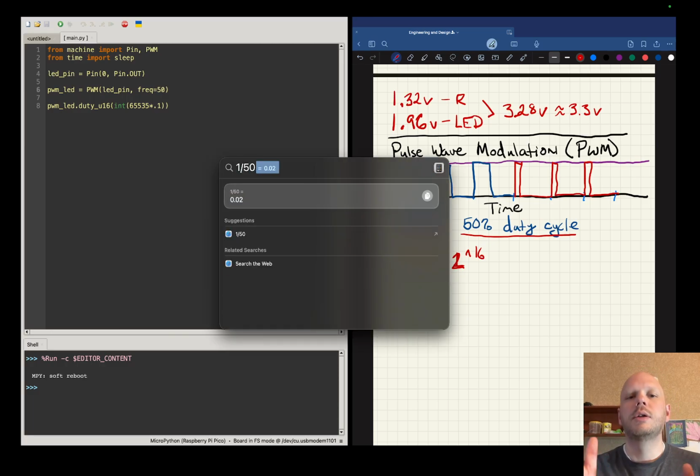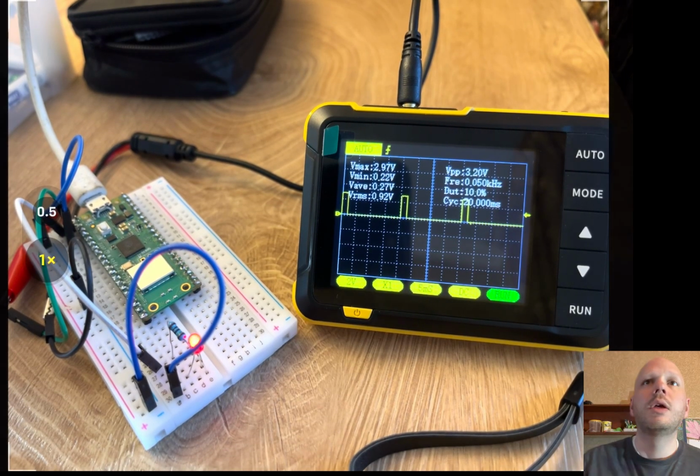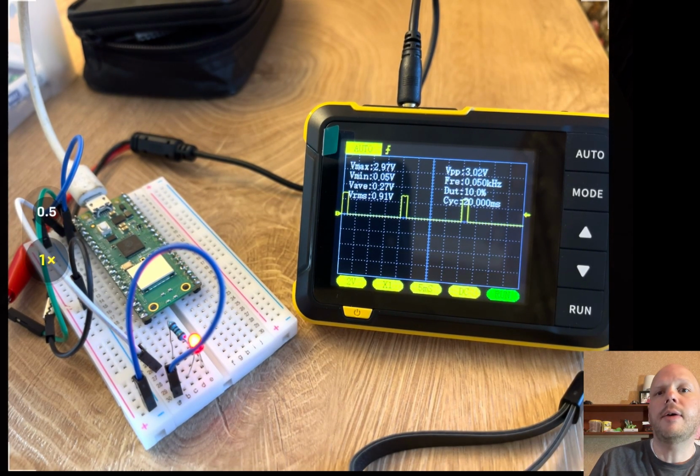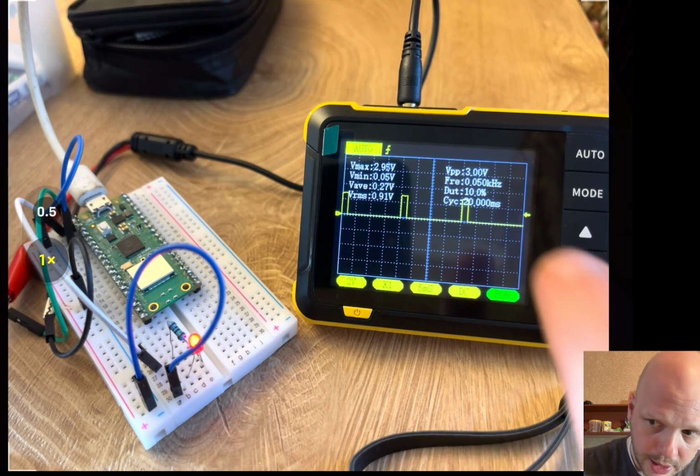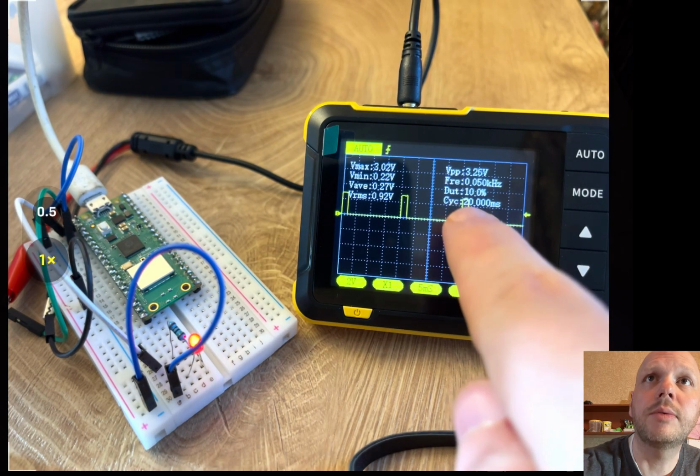0.02. So that is 20 milliseconds. Milliseconds, remember, is to the thousandth. So 0.02. So that makes sense then why we have 20 milliseconds showing right there for the cycle.